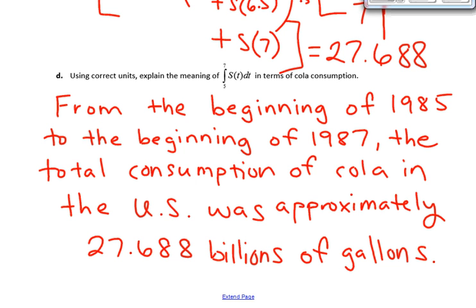The total consumption of cola in the U.S., that's how they phrase the problem, so I've got to repeat the problem, was approximately 27.668 billions of gallons. So I'm not quite sure how much this would be worth, probably 2 points. So yeah, you just have to be very, very specific. Like I've said in the past, regurgitate the problem. All right, so we have one final question to do, and it also is going to be a calculator question.